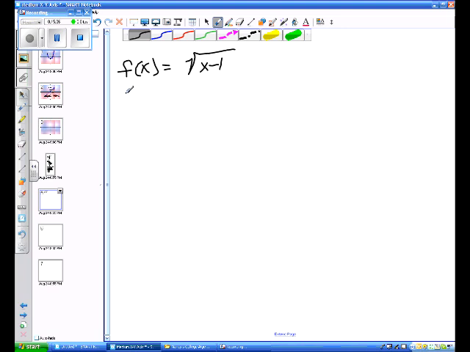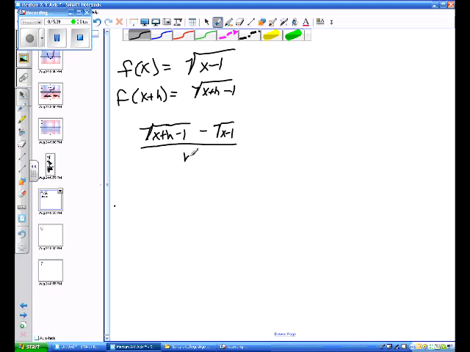Well, let's first of all figure out what f of x plus h is. That's going to be the square root. Wherever there's an x, I'm going to put in x plus h minus 1. Okay, so we're going to have f of x plus h, so the square root of x plus h minus 1 minus the square root of x minus 1 all over h.